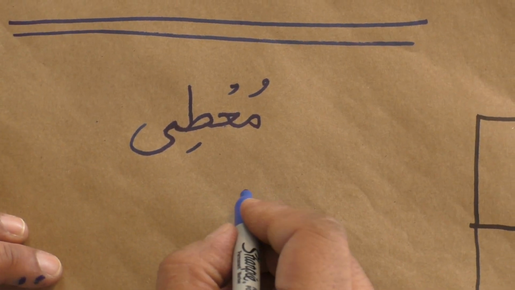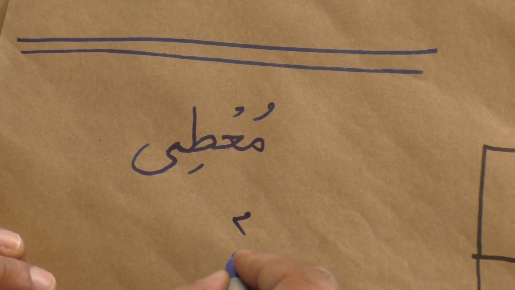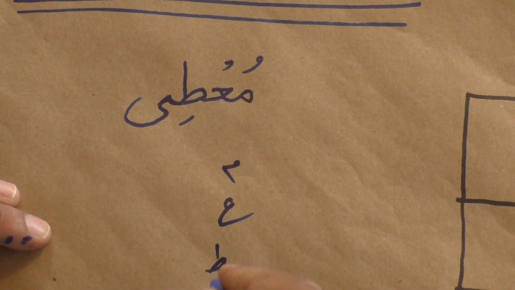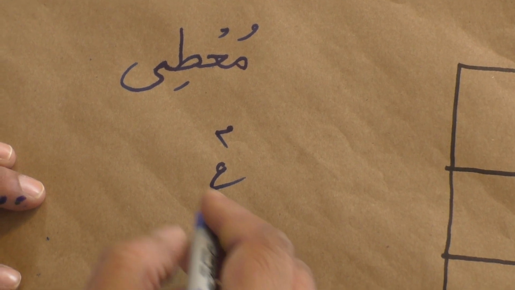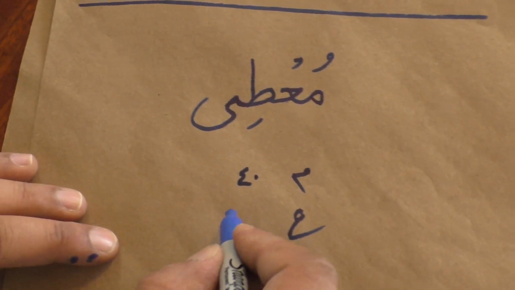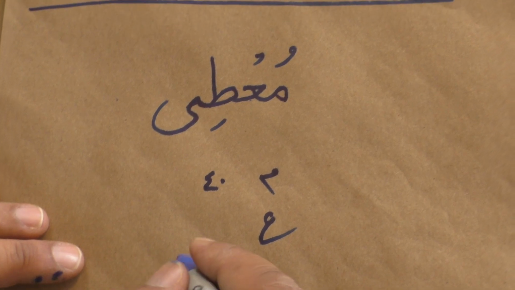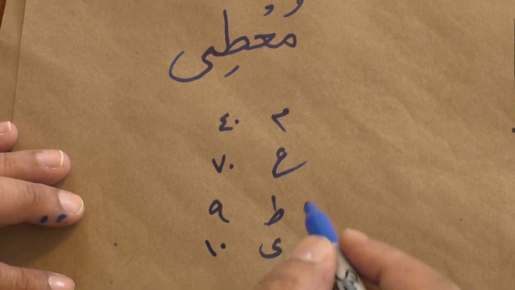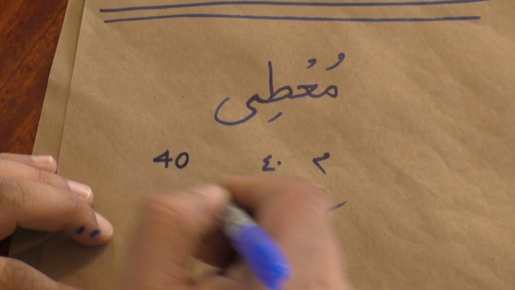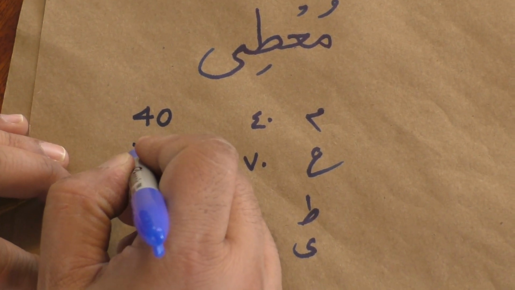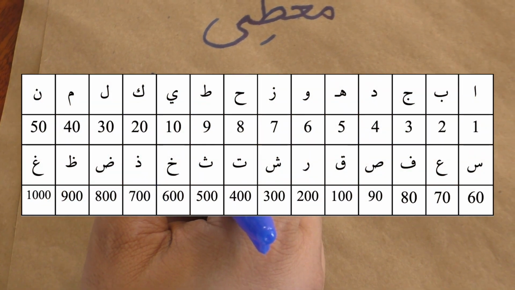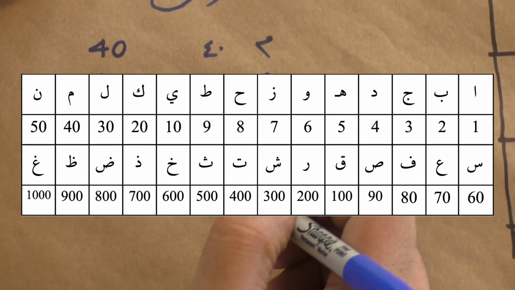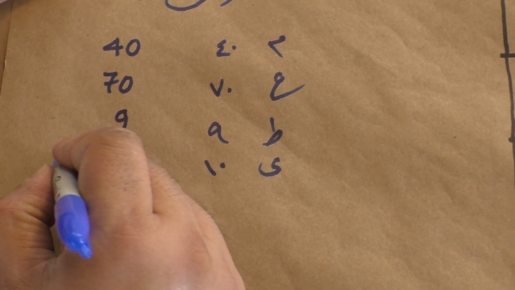So what happens here? Well, we've got the letter Mim, the letter Ain, the letter Ta, and again the letter Ya. Arba'in, Sab'in, Tis'a ashara. So here we have 40. Ain is 70. Ta is 9. And Ya is going to be 10.